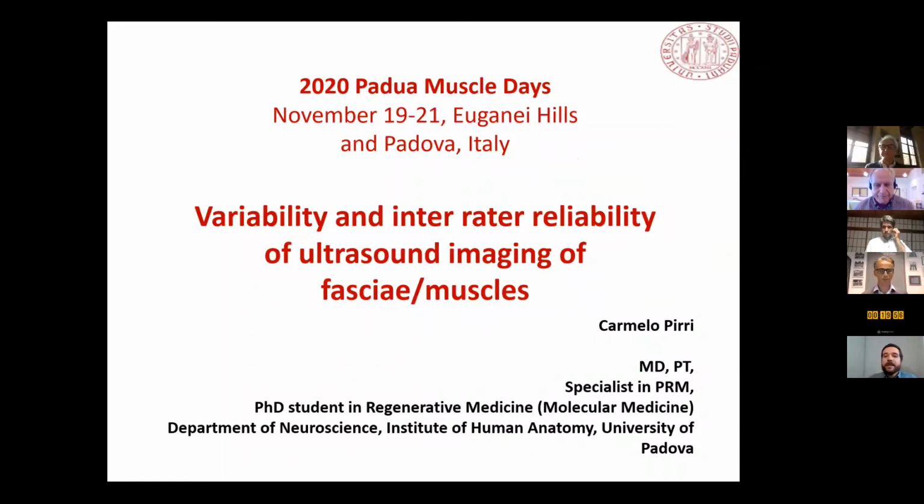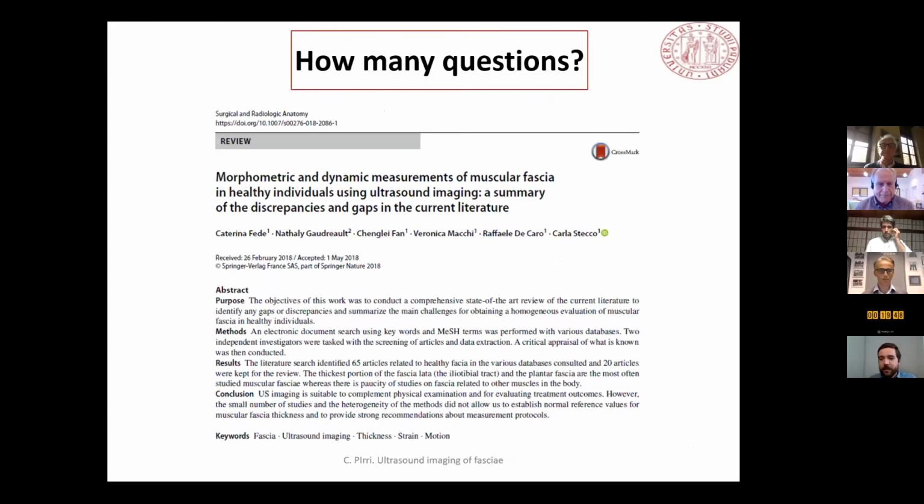My topic is the variability and the inter-rater reliability of ultrasound imaging of fascia and muscle. In this topic, there is a lot of confusion in the literature about many things. And the group of Carla Stecco with Caterina Fede wrote this review about the morphometric and dynamic measurements.